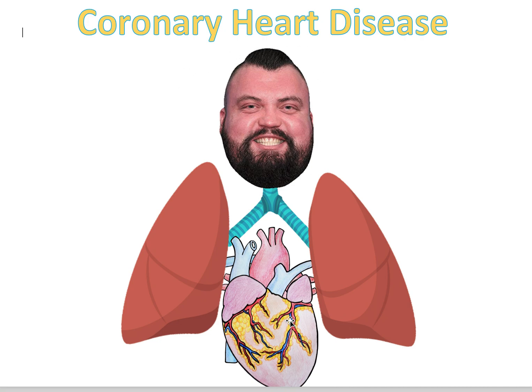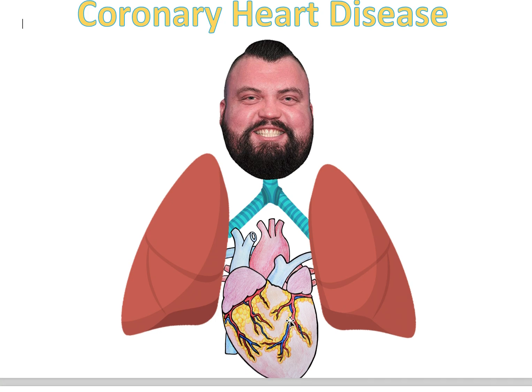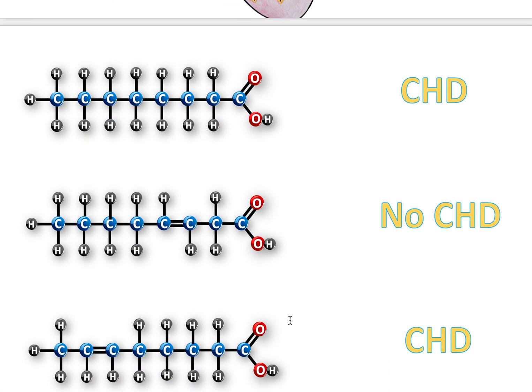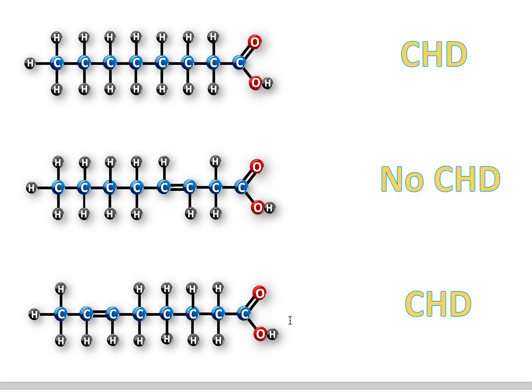Okay, so which of these fats, these fatty acids that I mentioned, are the bad ones and which are the good ones? Let me show you. So, we saw this one. This one is the saturated fatty acid. This one is the unsaturated, trans. This one is the unsaturated, cis.